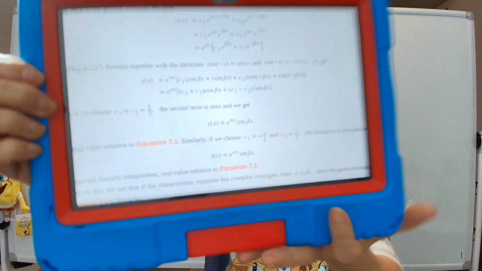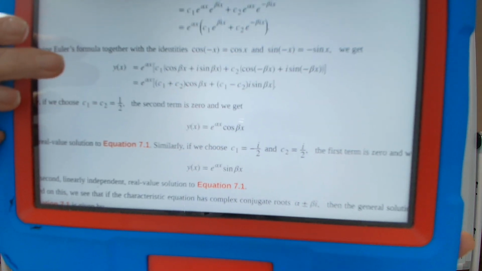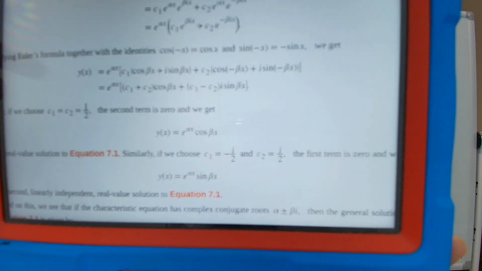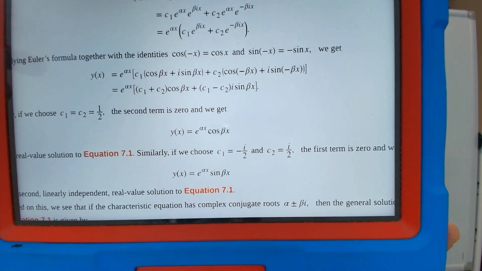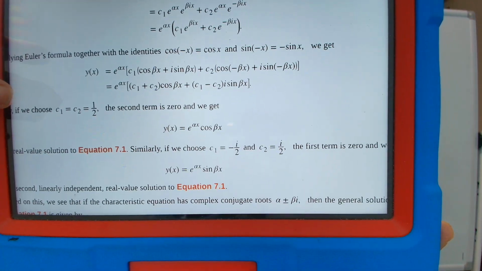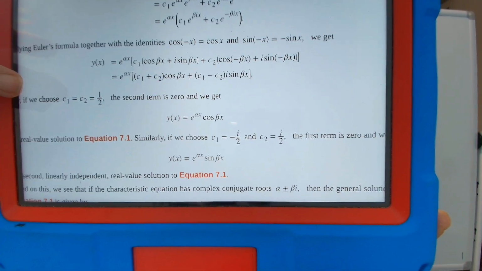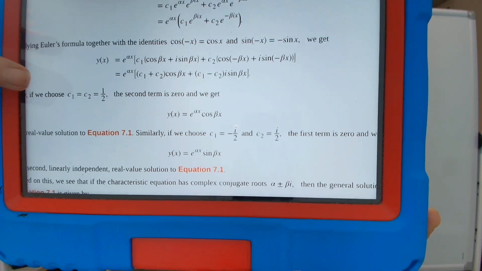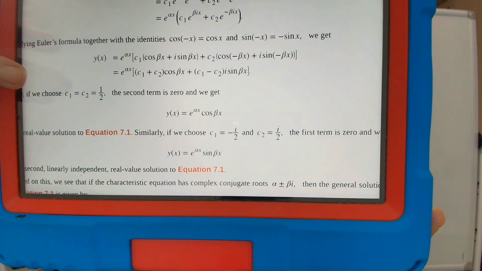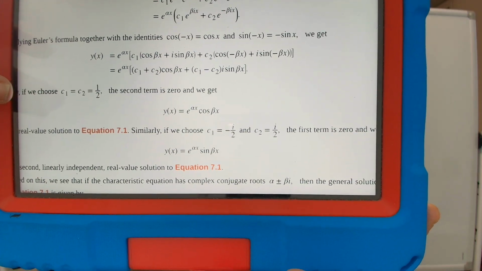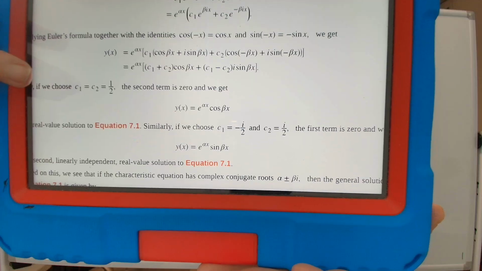So now once we plugged everything in, we will clean it up a little bit. Let's see, where's the cleaning? Why is my camera not focusing? There we go. Okay, so we clean up a little bit, right? So we still have the i there. Right, and then remember these C's. C1 and C2 can be any number, and it'll still work. So we'll pick C1 and C2 to both be 1/2.